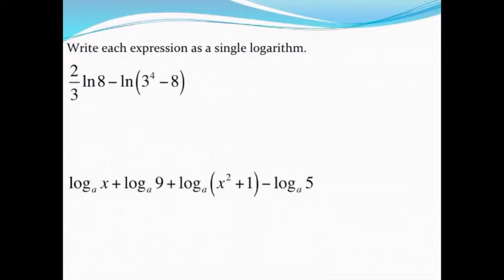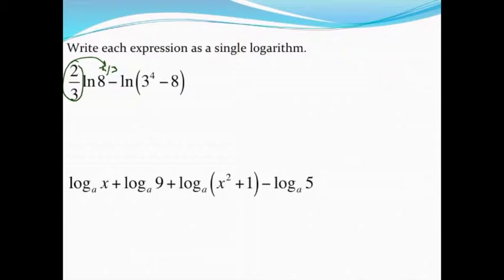We're going to use the same properties we've discussed previously to condense these logarithms. These are just a little more complicated. So let's begin by taking any coefficients we have and swinging them backwards to become exponents. So this first piece becomes 8 to the 2/3.